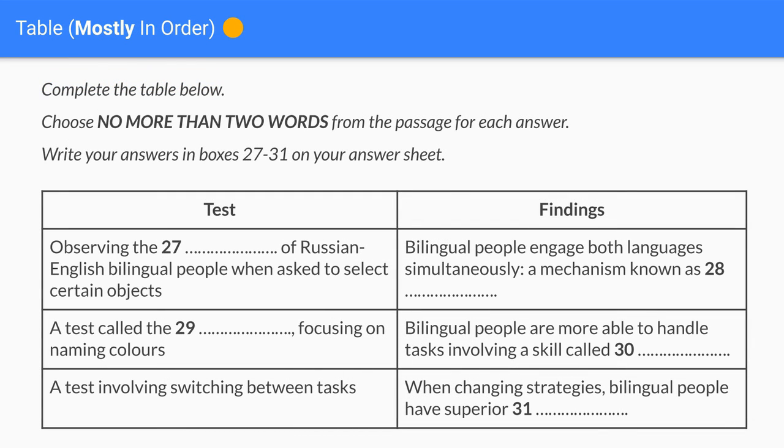Next, we have the table question. This one is also mostly in order and of medium difficulty. Again, this is also a rather simple one to identify. It says complete the table below, and you can see that there is a table down here. In this case, we have a fill in the blank question where you have to write out your answer. In this case, no more than 2 words.